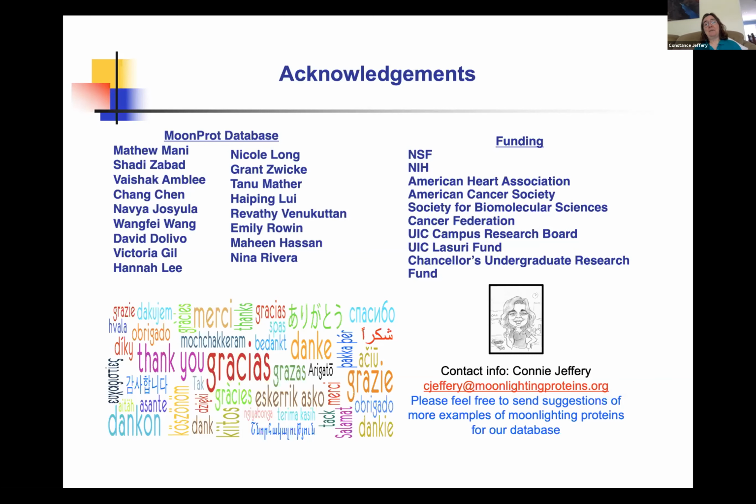We're actually, as we're social distancing, providing opportunities for a lot of undergrads to have research projects and helping with the annotation, and also in analyzing sequences and structures. So we're actually doing a lot of annotating over the summer.